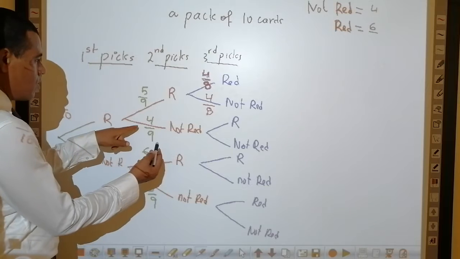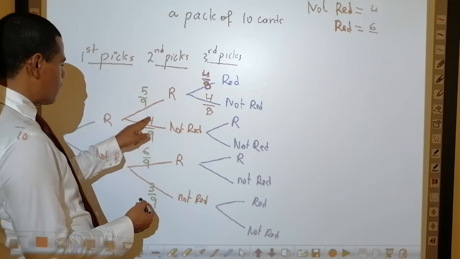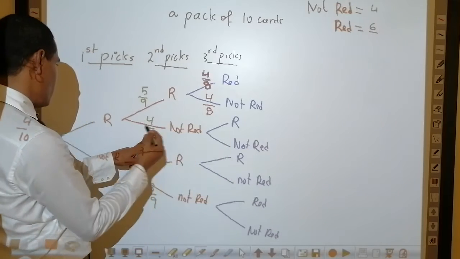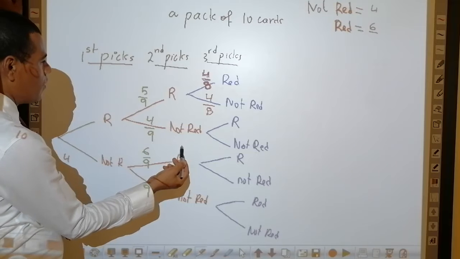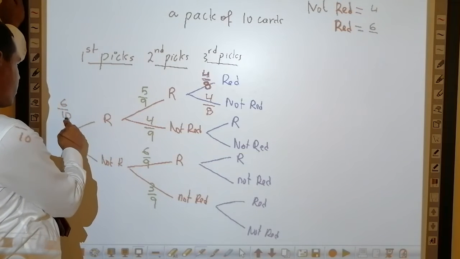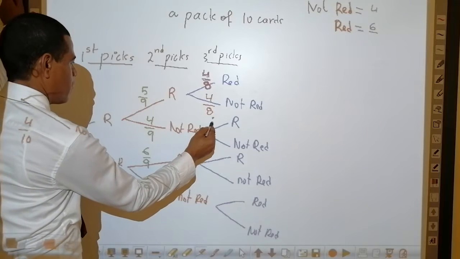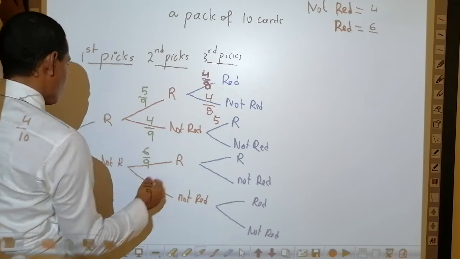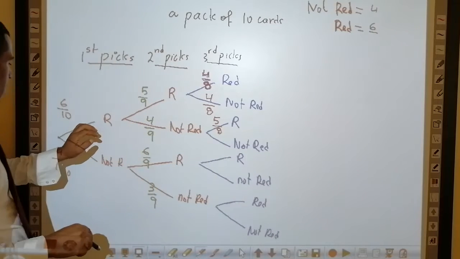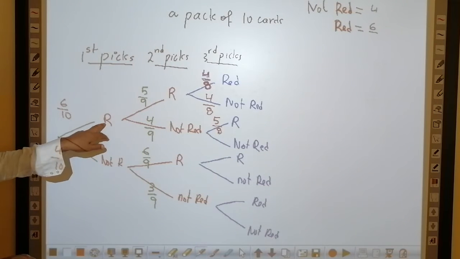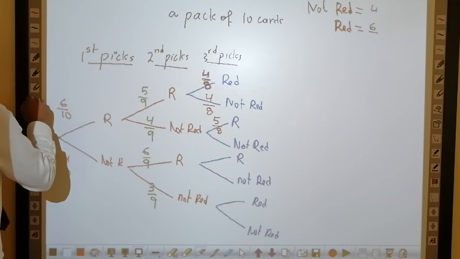Then, now, red, okay, 4 over 9. Then not red, 4 over 9. Now red, it will be what? It will be, okay, this one 6. Then not red, it will be 5 over 8. We took 1, 2, 5 over 8. Okay, red, not red, so it will be 4, sorry, this is 4.